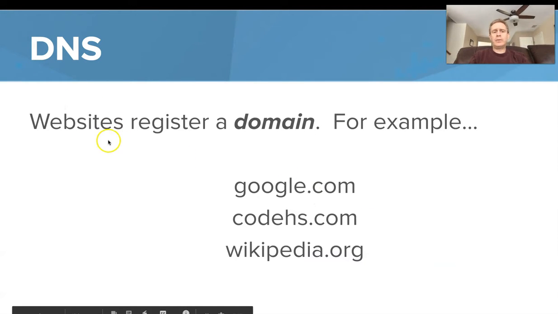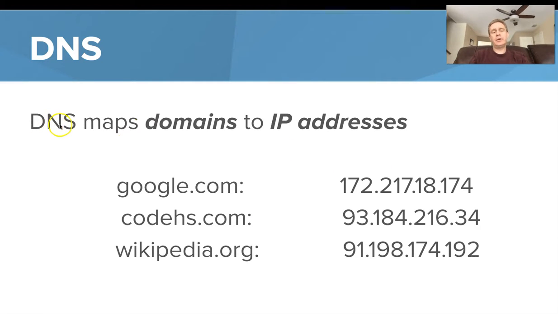So any website will register a domain. Say Google will register a domain such as google.com, or the site that you guys have been using, CodeHS, registers a domain, and so codehs.com will be a domain. And then from there, the domain name system maps those domains to IP addresses. So these IP addresses here are IP addresses for these domains.